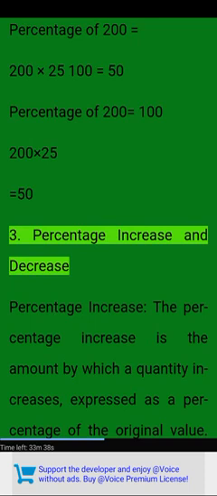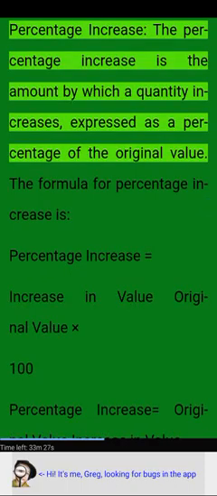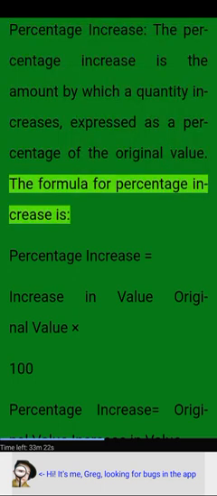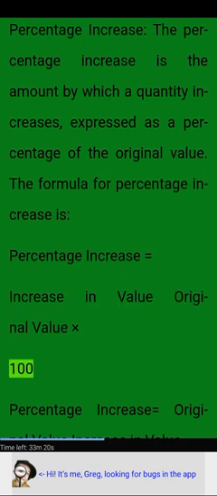3. Percentage increase and decrease. Percentage increase. The percentage increase is the amount by which a quantity increases, expressed as a percentage of the original value. The formula for percentage increase is percentage increase equals increase in value/original value times 100.